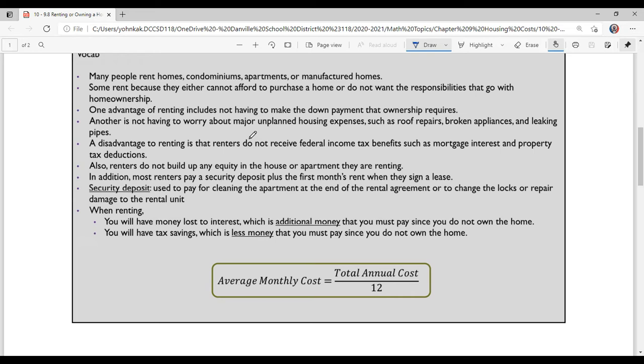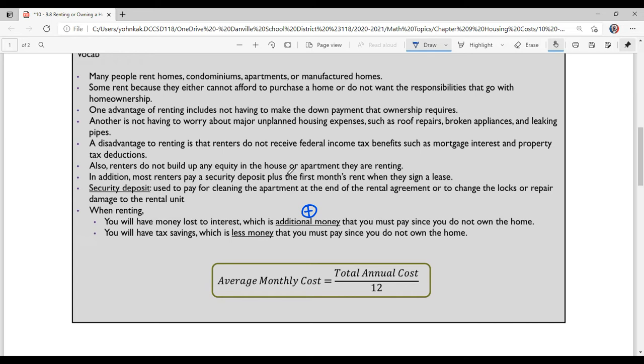It just depends. Two more things to remember: when you are renting, you will have money lost to interest. This is additional money that you must pay because you do not own the home. This interest is what is accumulated when you borrow money and you have to finance it and you have to pay back the interest. And when you're renting, that's something that gets added to your bill, and it's usually dispersed within the rent.